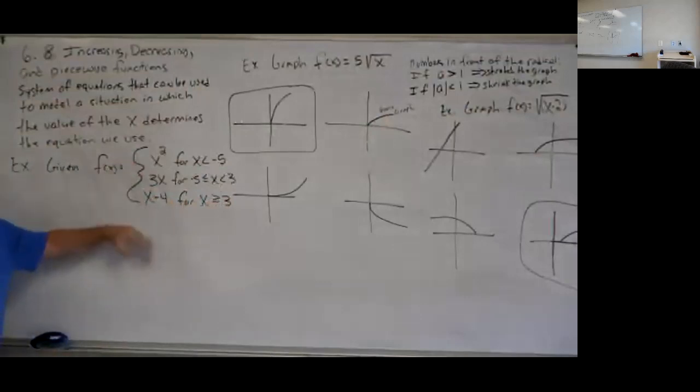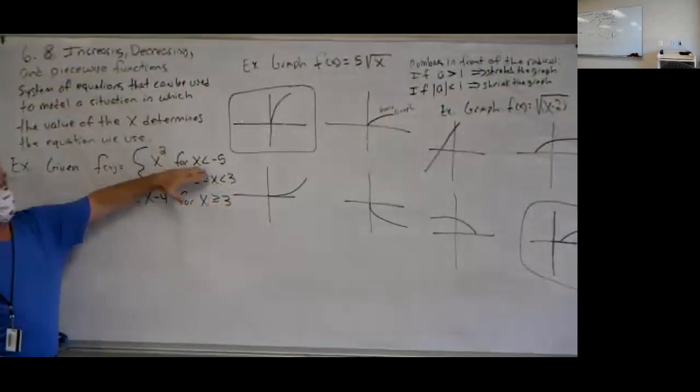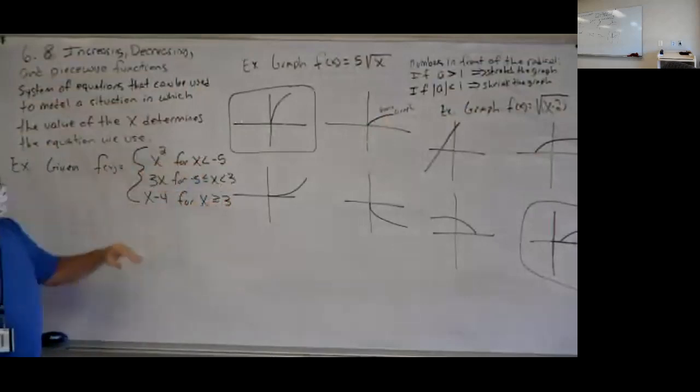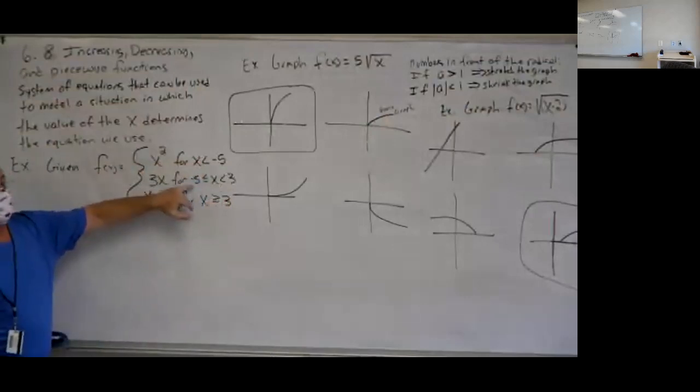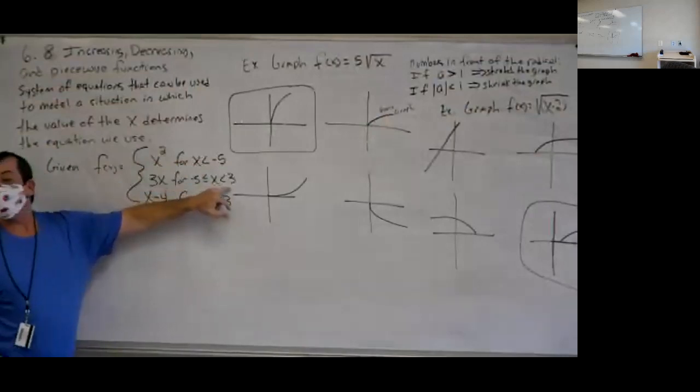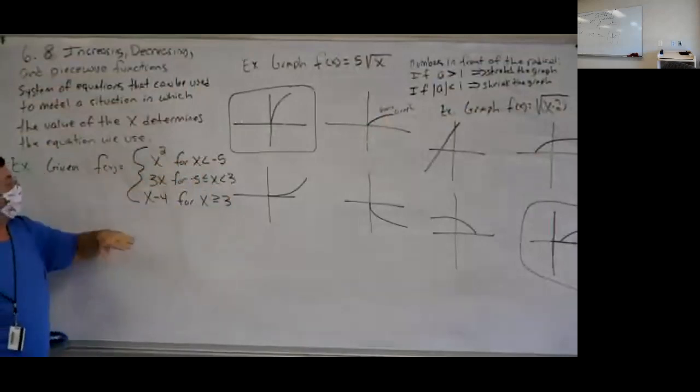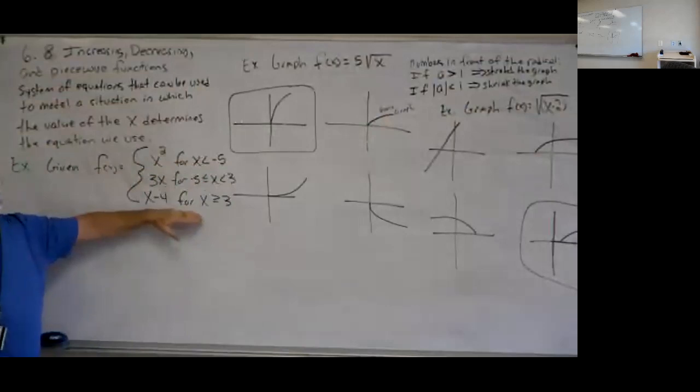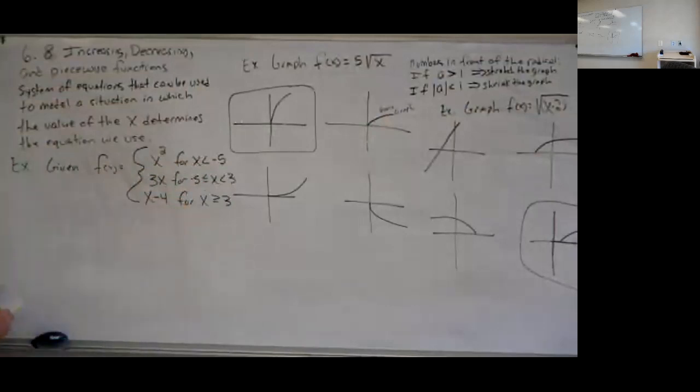So all possible numbers are now represented. Anything less than -5, use the first equation. From -5, still less than 3, use the second equation. And then for any x that's 3 or bigger, use my third equation.